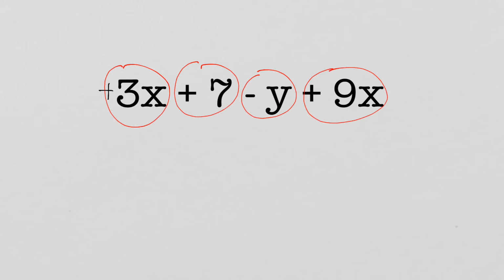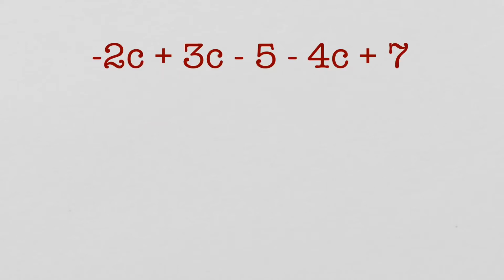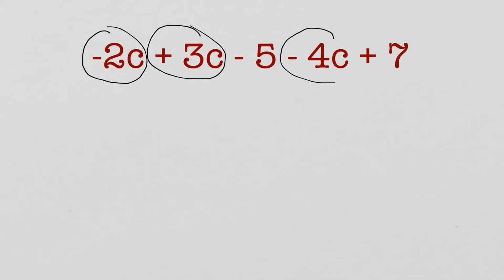Let's go ahead and get to actually combining some stuff. Let's take a look at an example. We have here negative 2c plus 3c minus 5 minus 4c plus 7. All we're going to do is, I like to just draw shapes around the terms to help separate them into things that go together. So I'm going to put a circle around everything that has a c, because all these terms that have a c, I want to combine them.